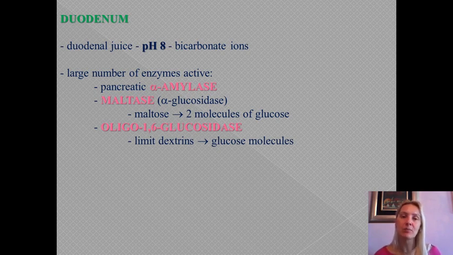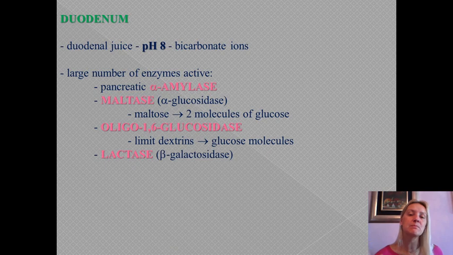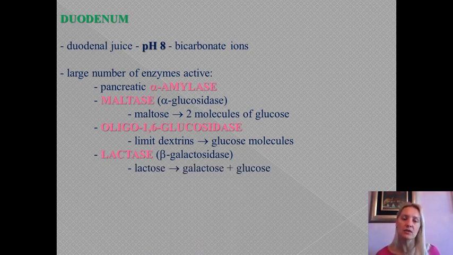This enzyme is capable of hydrolyzing alpha-1,6 glycosidic bonds from those branching points in the central part of limit dextrin molecules. Then we mentioned other disaccharides. We mentioned lactose, or dairy sugar. So if lactose, then the enzyme is going to be lactase, and its chemical name is beta-galactosidase because there is a beta-1,4 bond between galactose and glucose. So we're going to get a mixture of galactose and glucose after the activity of this enzyme.